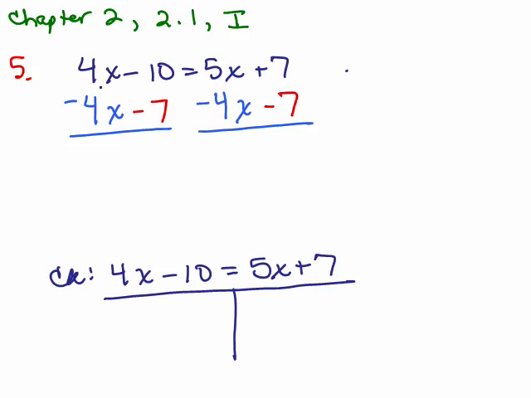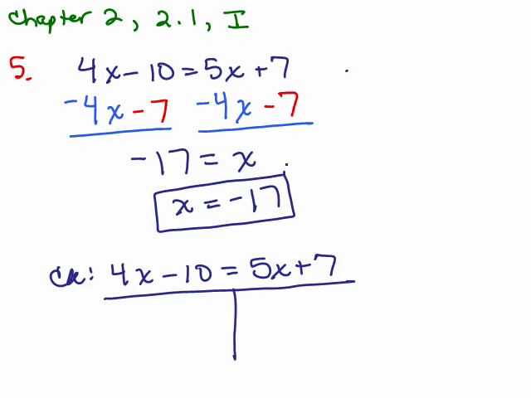Well, on the left-hand side, the 4x minus 4x cancels, and be careful here, this is a negative 10 plus a negative 7. Don't think of it as 10 minus 7, it's a negative 10 minus 7. So that's negative 17. And on the right side, I've got 5x minus 4x is x. Perfect, so we've solved for x. And the 7's cancel, because when you add, you get a 0. So negative 17 equals x is the same thing as writing x equals negative 17. So it looks like our solution is negative 17.